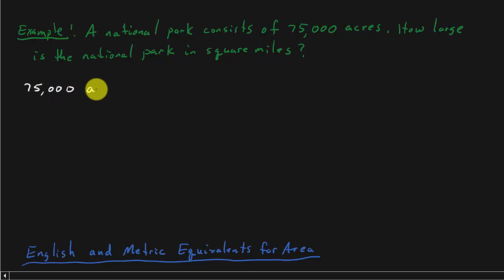75,000 acres. I'm going to abbreviate acres with an A. Okay, let's put that over 1. Now, I'm converting to square miles, so that means the square miles has to go in the numerator, and I want to get rid of acres, so that goes in the denominator. So now we just need to see the relationship between square miles and acres.